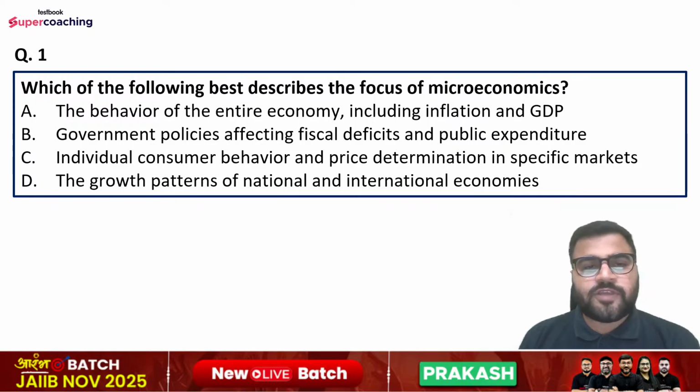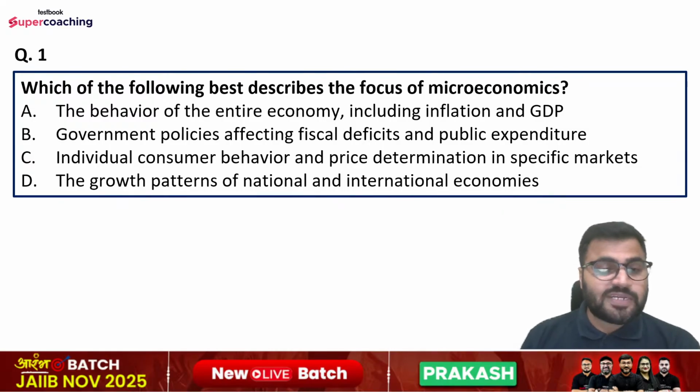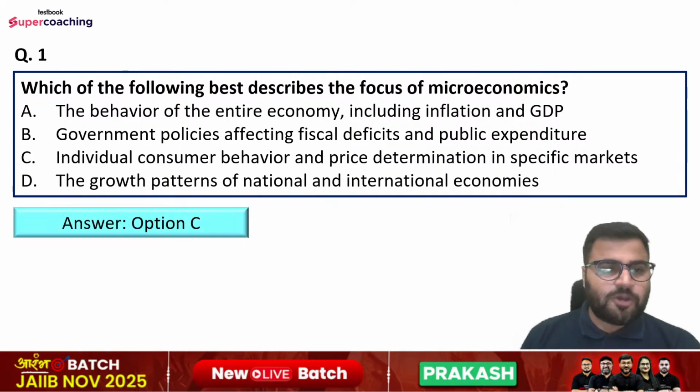Which of the following best describes the focus of microeconomics? Options are: the behavior of the entire economy, including inflation and GDP; government policies affecting fiscal deficits and public expenditure; individual consumers' behavior and price determination in specific markets; or the growth patterns of national and international economies. So tell me the right answer. Right answer is option number C, that is individual consumer behavior and price determination in specific markets.